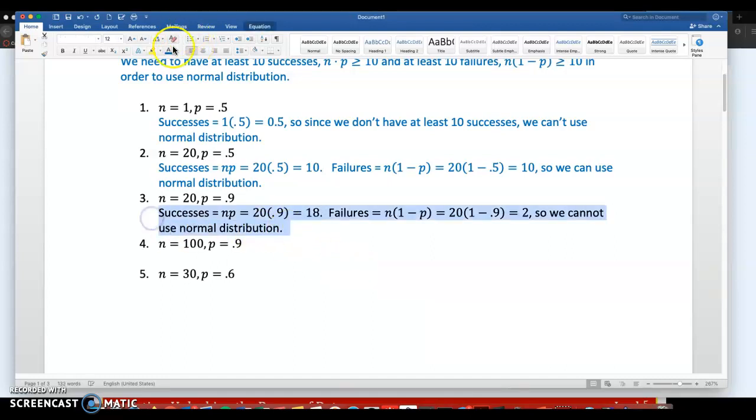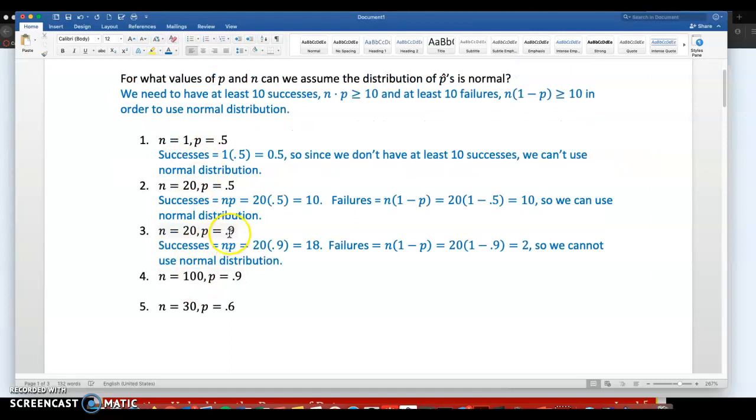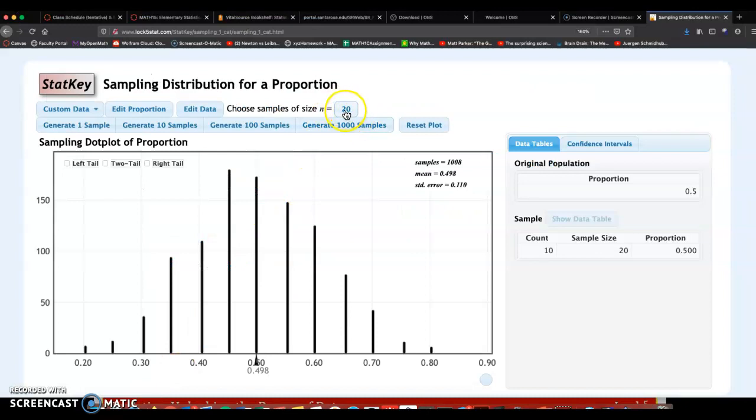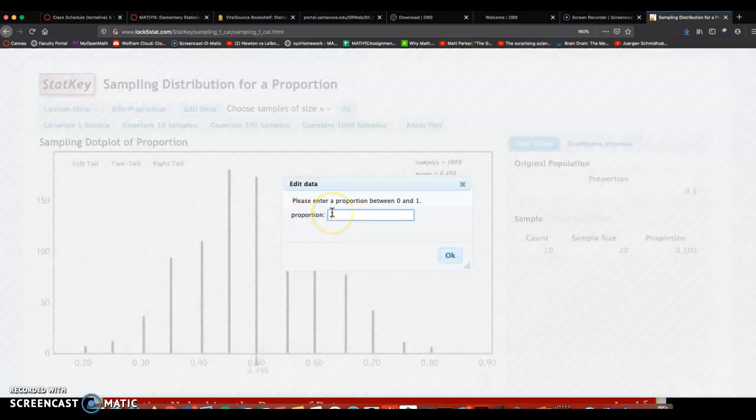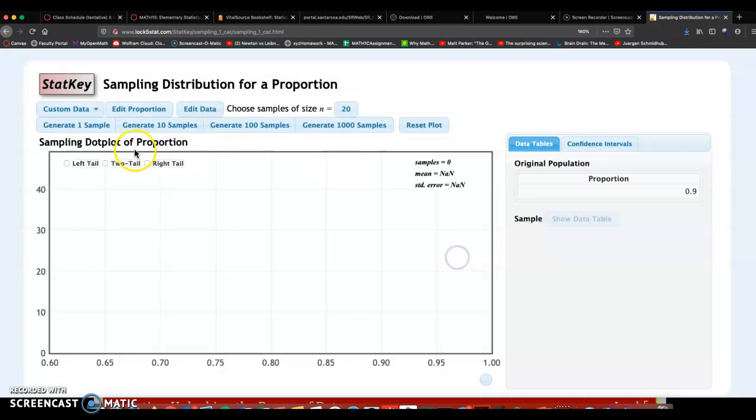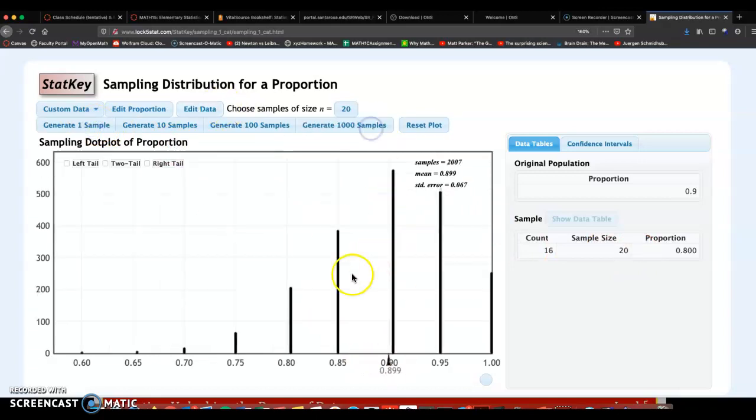I want to visualize why we can't use normal distribution. It's the same sample size as number 2, but the main difference is the proportion is 0.9, so it's going to be a much stronger skew. I'm going to keep the 20 there and edit the proportion to 0.9. Every time I grab a sample, it's out of 20, but these samples are much more likely to be at the 90%. If we generate a couple thousand, notice I don't really get that bell-shaped curve. I don't get the ghost curve. This is definitely left skewed.